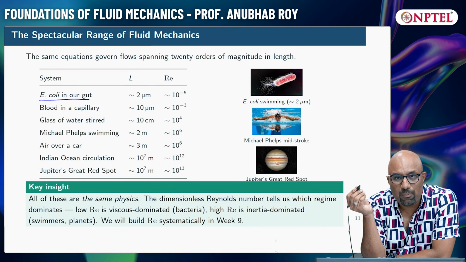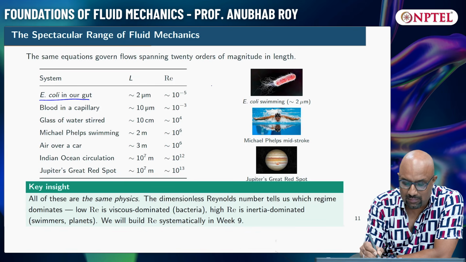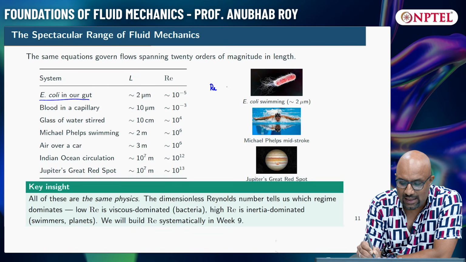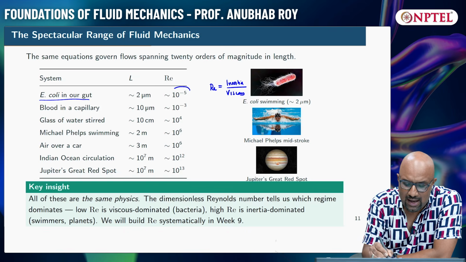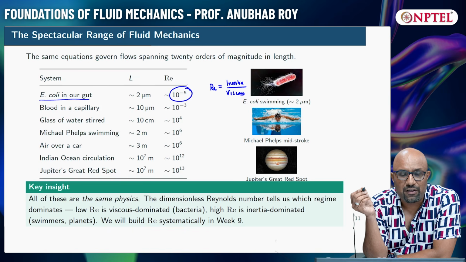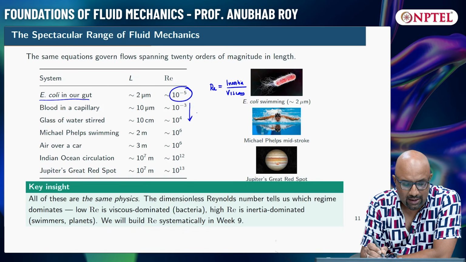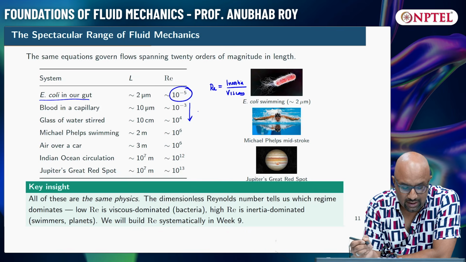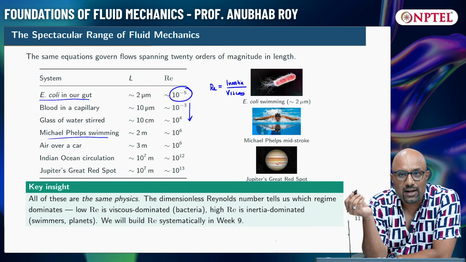And if you were to compute a number, which we are going to encounter a few weeks down the line, that gives us a measure of how strong is inertia with respect to the viscous forces, that would be around 10 to the power minus 5. And as you scale through blood in a capillary, the glass of water that you are drinking, stirring it out, one of the fastest swimmers on the planet gives you a Reynolds number of 1,000,000.